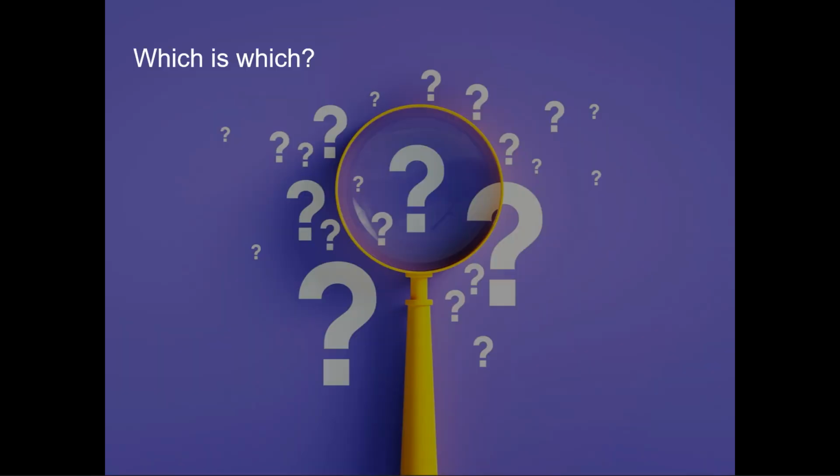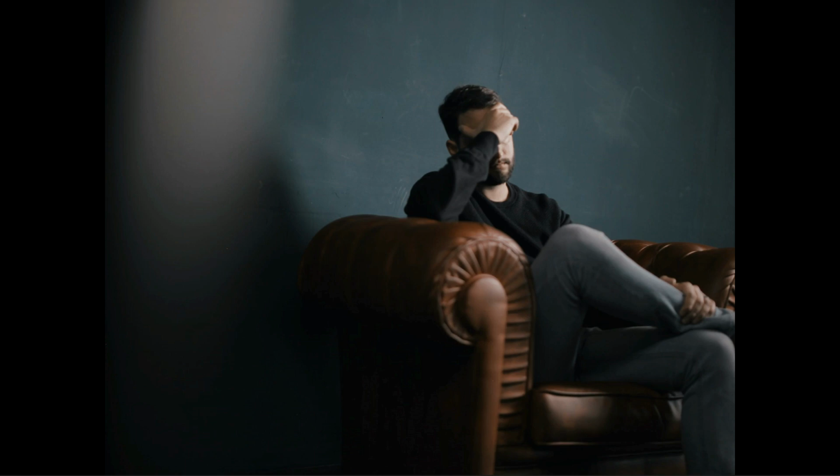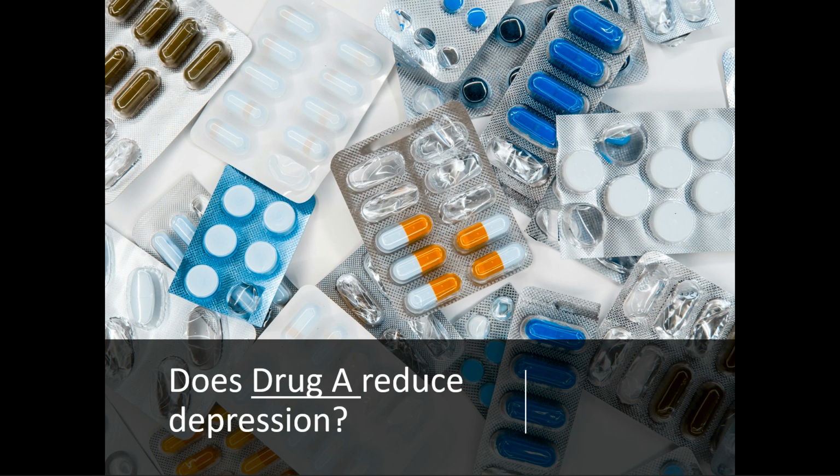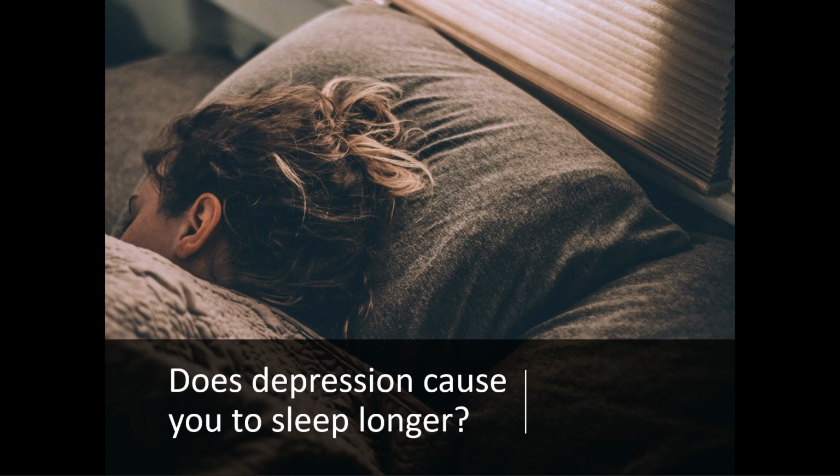So it's important to note that whether a variable is an independent variable or a dependent variable depends entirely upon the research question. So let's take depression as an example. Depression is a common problem in society, and people who are severely depressed often try to find ways to reduce depression. Perhaps they'll take some medication prescribed by their doctor to reduce depression. So if our research question is, does drug A reduce depression? Then depression is the dependent variable. However, if our research question is, does depression cause you to sleep longer? Then depression is the independent variable. So you have to look at the research question to know which variable is which.